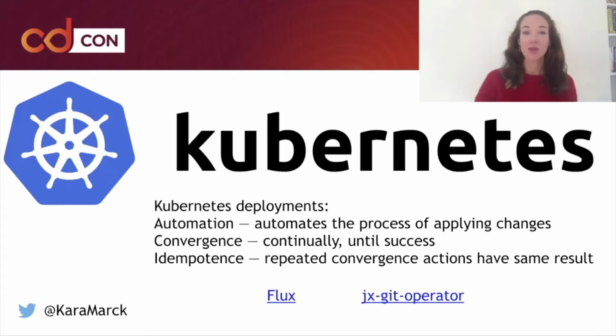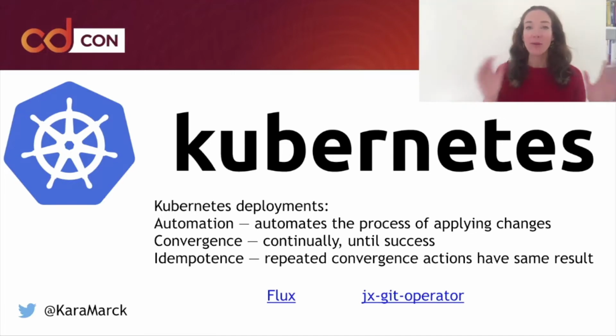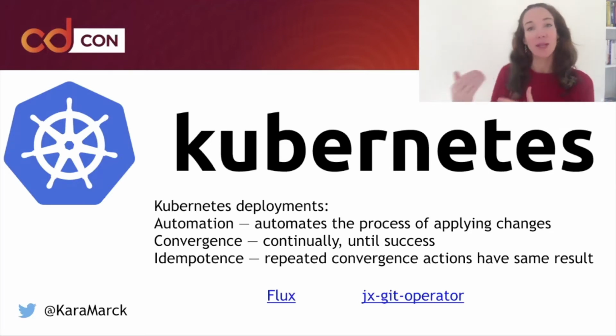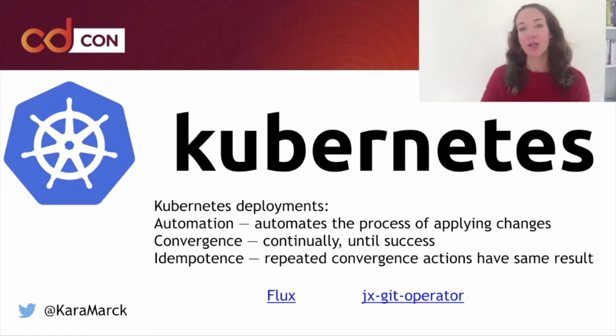Kubernetes was open sourced from Google and is now the most popular container orchestration platform. You can do GitOps without Kubernetes. However, GitOps and Kubernetes are really a natural fit. When you have a Kubernetes deployment, it has the following properties which are really useful for automating reconciliation within the cluster. First, automation. It automates the process of applying changes correctly and in a timely manner.